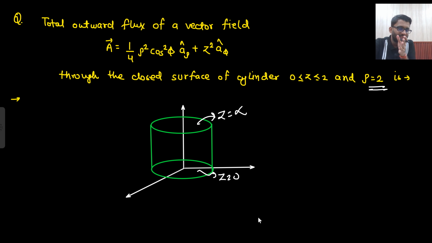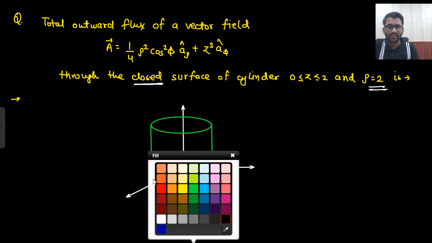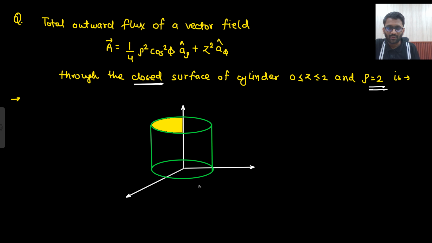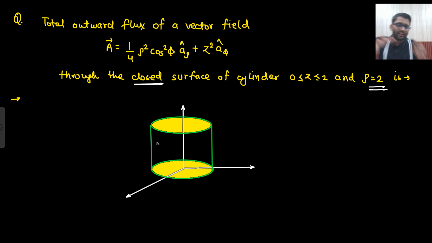Now people will think he is only talking about the curved surface. No, he has written the closed surface. That means he is not only talking about this, he is talking about this as well and this as well. So all will be filled. The complete enclosed volume is there. This is also filled, this is also filled, and this curved surface is also filled.